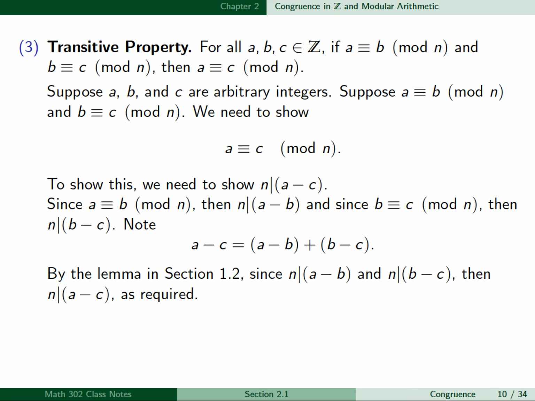And by the lemma in section 1.2, since n divides a minus b and n divides b minus c, then n must divide their sum, so therefore n divides a minus c as required. And therefore a is congruent to c mod n. And this proves 3, and this completes the proof of the theorem.